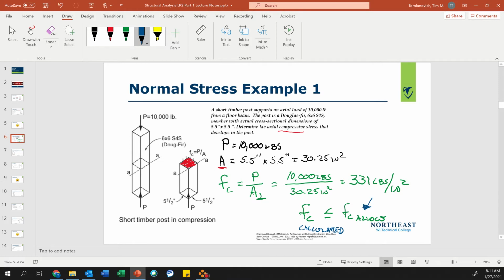Okay, so that's important. So that's how you calculate stress: force P divided by area. It's C if it's squishing, T if it's pulling apart. Because if I look at my senses here, the senses are going towards each other. So that means this Doug fir post is being squished in compression. So that's that example.